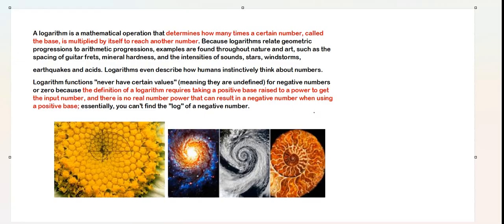But the thing we're going to be focusing on is that in these logarithmic functions and the graphs that we're going to see, there are certain numbers that they can never have, meaning that they're undefined, especially for negative numbers or for zeros. Because when taking a positive base and raising it to a power, there's no power that can result in a negative number. But anyway, that's just a little review of that.